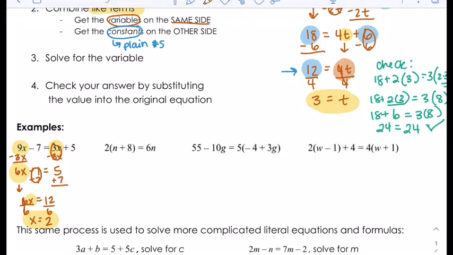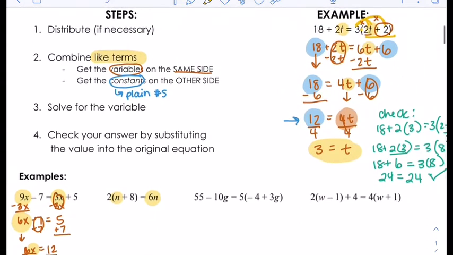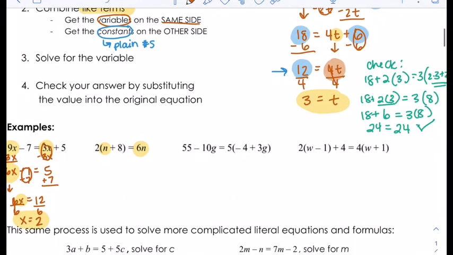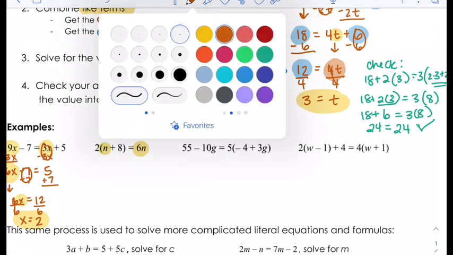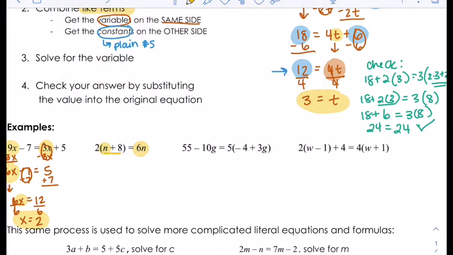In the next example, I have 2 times the quantity n plus 8 equals 6n. My variable n is located on both sides. On the left, it's inside the parentheses, and on the right, I have 6n. So in this case, I do want to go ahead and distribute, because what I have here is 2 of these n plus 8s. So what that means is I have 2 n's, and then I have 2 times 8 as well. So I'm going to go ahead and use the distributive property.